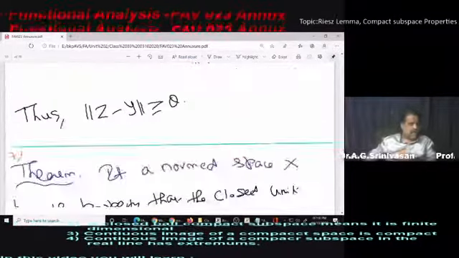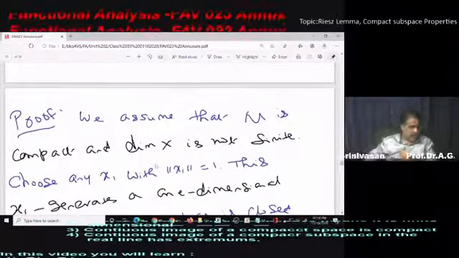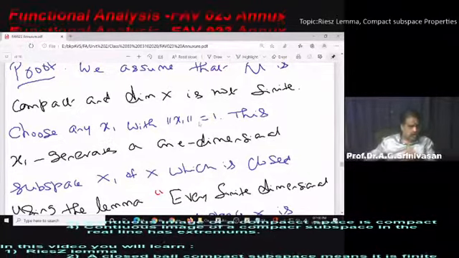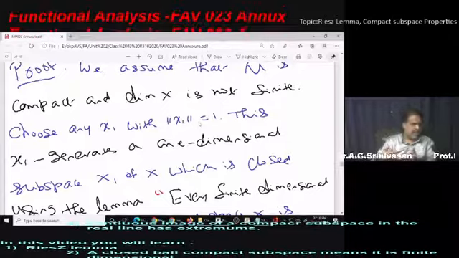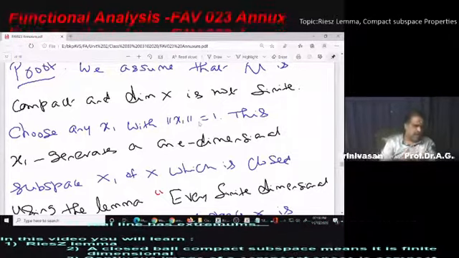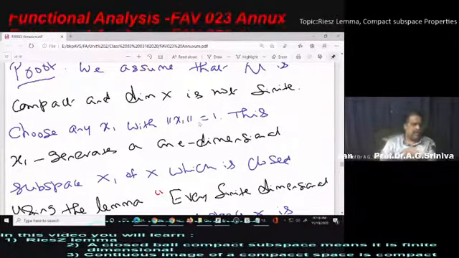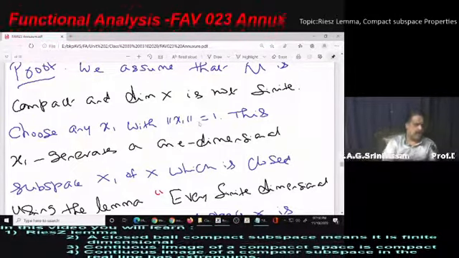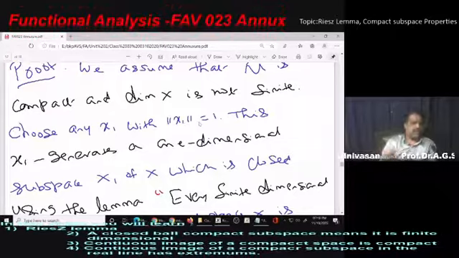So, because X is infinite dimensional, we choose a point x1 by Riesz lemma whose norm is 1. Of course, it possesses some property, but I don't require that now. So choose a point x1 with norm x1 equal to 1. For any such space X, there's always a z such that norm z is 1.